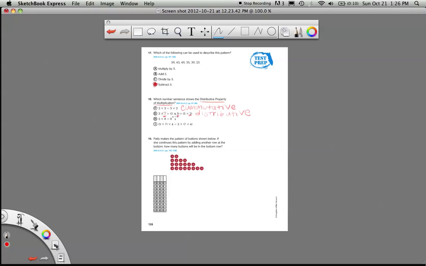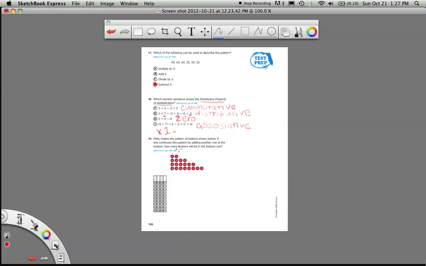5 times 0, that's probably the easiest one. That's the 0 property of multiplication. Then here they've got 3 times 7 times 4 equals 3 times 7 times 4. Same numbers, same order. All they're doing is they're moving the parentheses to different places. That's called the associative property of multiplication. The only one they didn't show us up here that we learned was the identity property. And the identity property is anything times 1 equals itself.